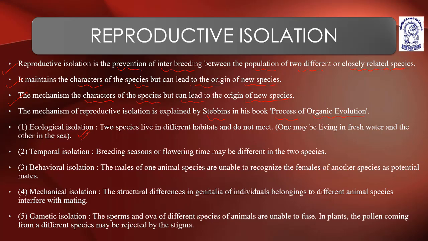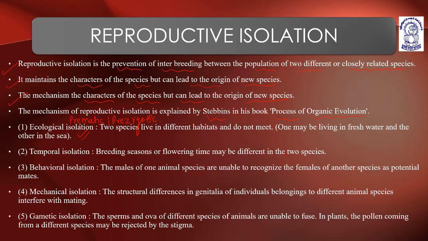There are mainly two subtypes of reproductive isolation. First is the pre-mating or the pre-zygotic isolation. I think I have forgotten to write it. Pre-mating or pre-zygotic. So this is the pre-mating or the pre-zygotic isolation, which includes ecological isolation.